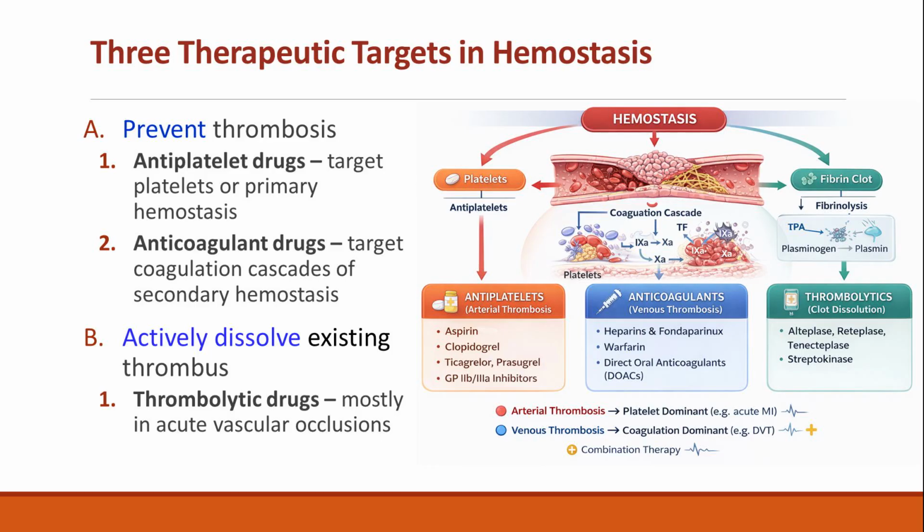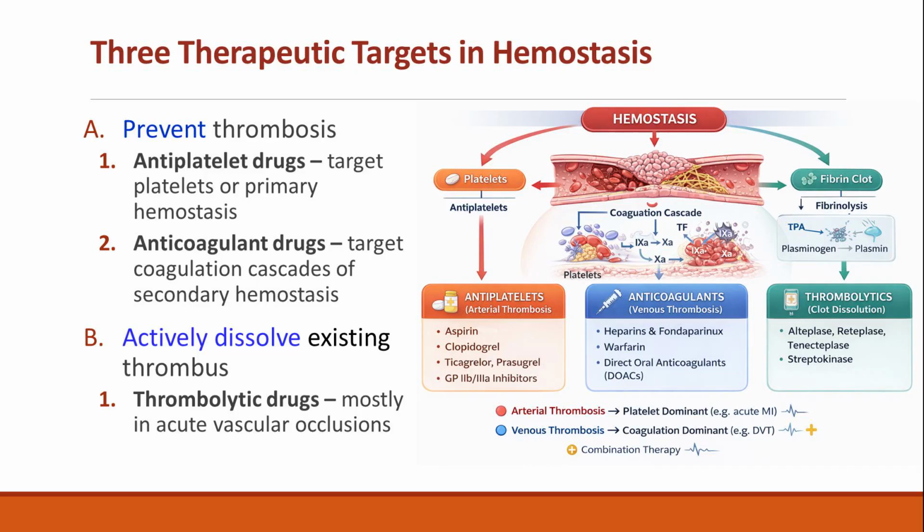Thus, in the hemostatic cascade, there are three major points where we can therapeutically intervene. These correspond to three distinct strategies: inhibiting platelet function using antiplatelet drugs, inhibiting coagulation using anticoagulants, and dissolving an already formed clot using thrombolytic agents. The choice among these strategies depends primarily on the underlying pathophysiology of the thrombotic process.